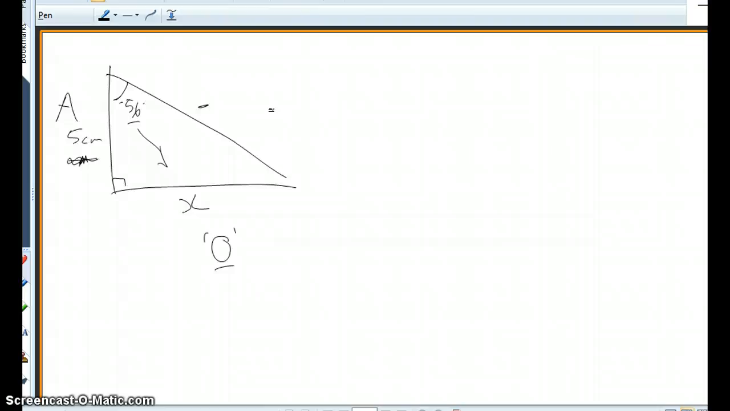I'm not going to label the H because I'm not needing it in the problem. I'm only needing the A and the O, so I'm only labeling two sides. And just for reference, for maybe those who weren't here, the H is always opposite the 90 degrees.